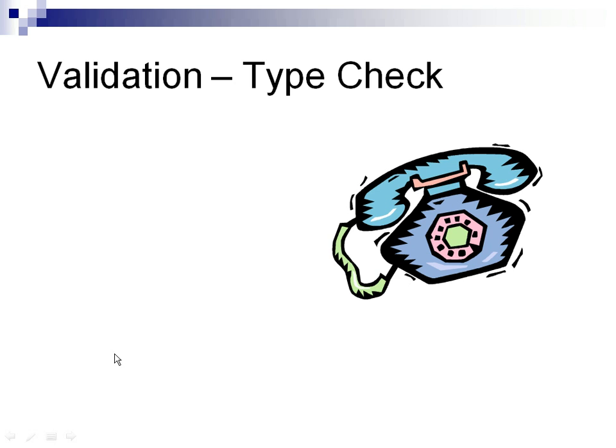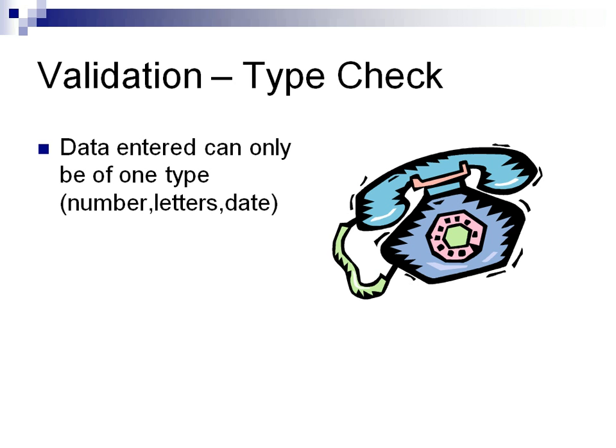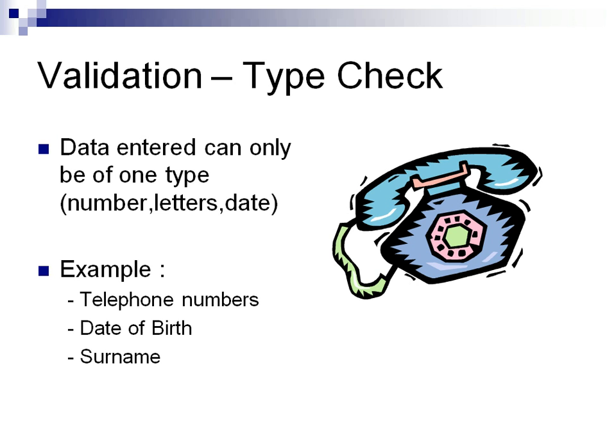So the first one is a type check. This is making sure that the data is a certain type. For example, if you are entering in phone numbers, you wouldn't want letters, you'd only want numbers. If you are entering in the date, you'd only want the date to be in a certain date format, if that makes sense. If you're entering in surnames, you need to make sure it's text and not numbers. That's a type check.